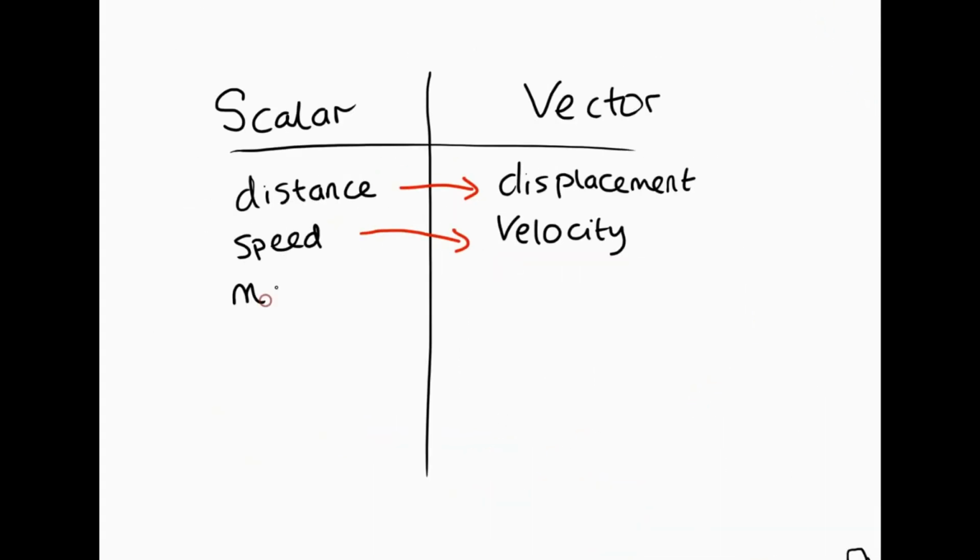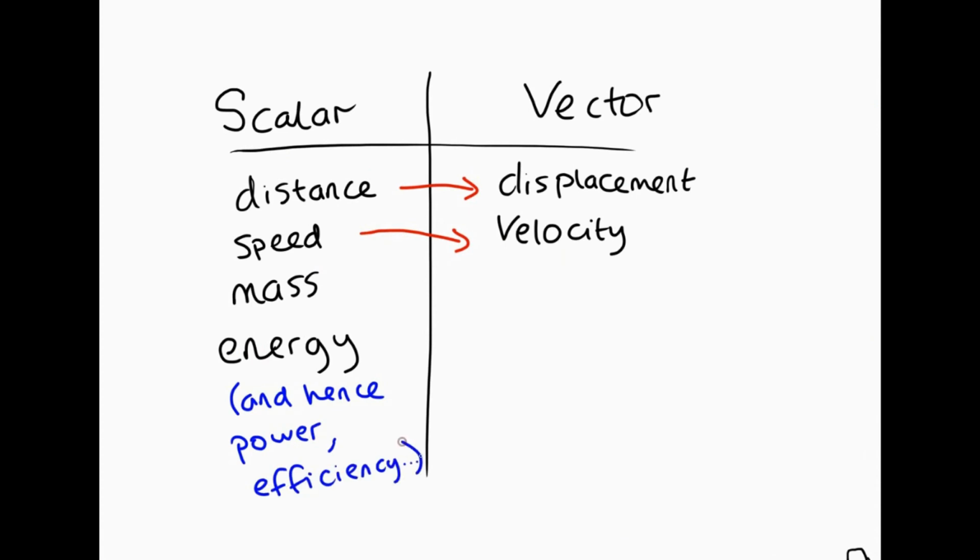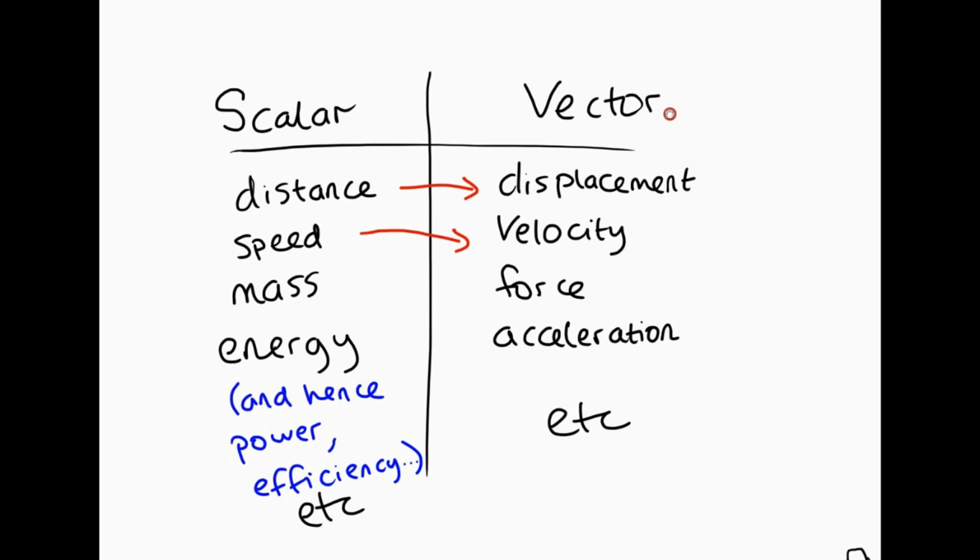Other examples of scalars include mass and energy, and hence any derivative of energy, like power or efficiency. And other examples of vectors that you would have come across include force, acceleration, and there are several more examples of each. They will become more obvious once you've practiced this stuff enough.